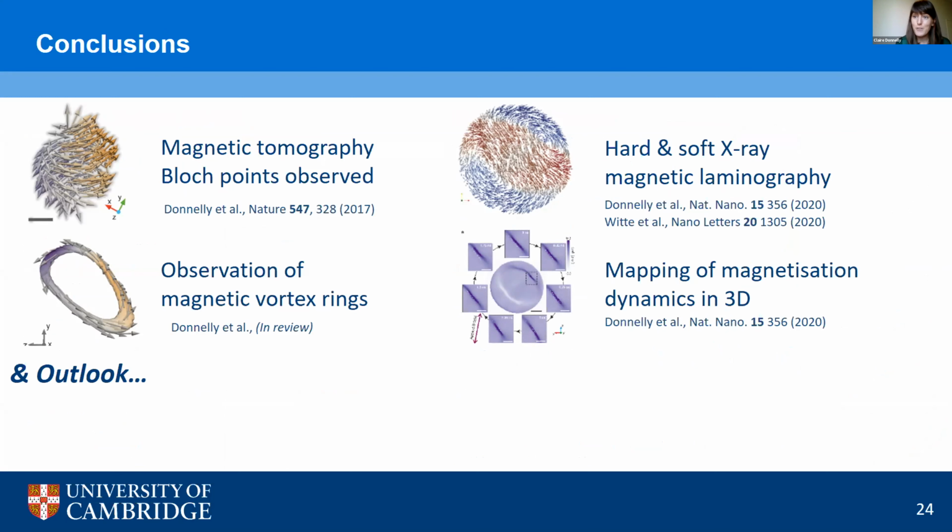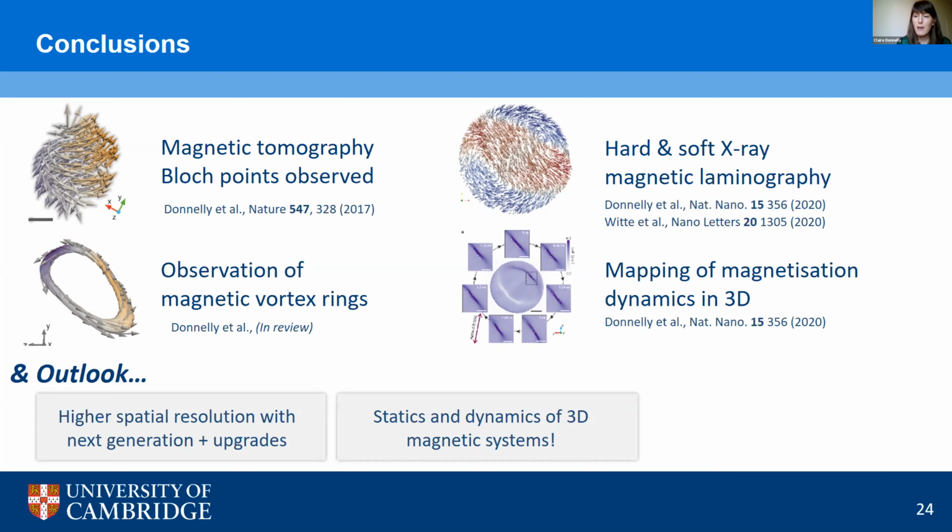Looking forward, there's a huge amount to be done, and we're really looking forward to making use of these higher spatial resolutions that hopefully we'll achieve with the next generation of synchrotron radiation. We're looking forward to taking advantage of these new methodologies to look at the statics and dynamics of 3D magnetic systems, and of course to join the hunt for these topologically non-trivial 3D structures. Potentially we might be able to observe Hopfion structures in the coming years.